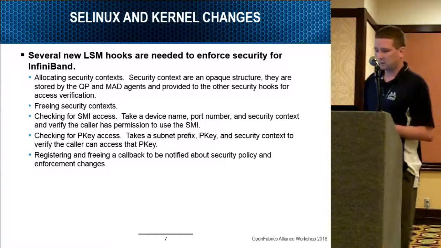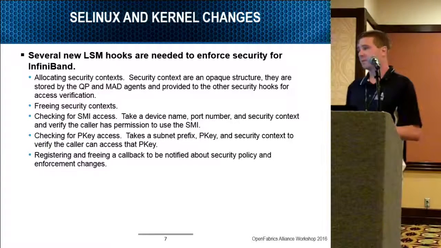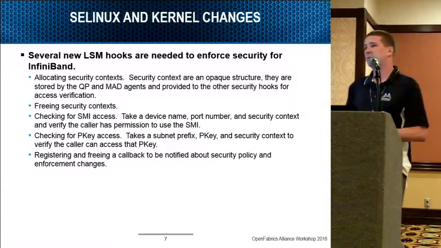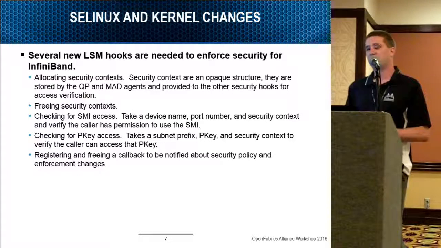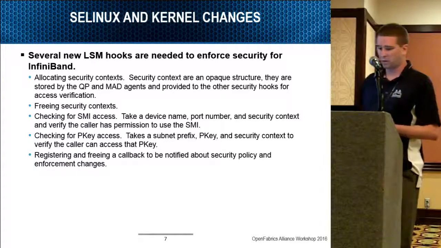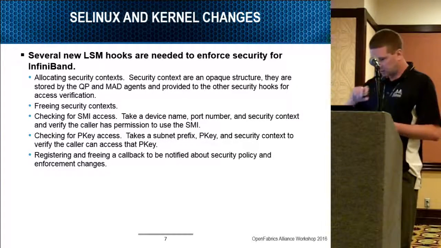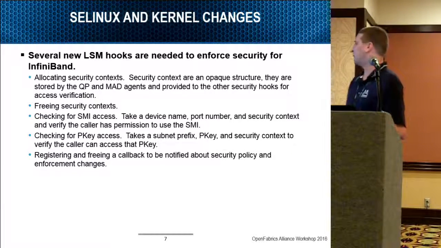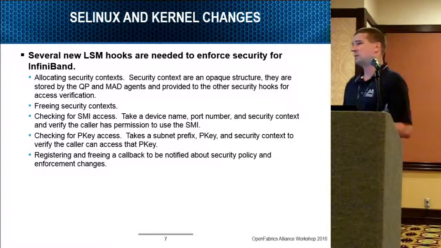For P keys, we've chosen to label them with the subnet prefix and a P key value to provide more flexibility. Instead of having a global P key namespace for security, you can now have the same P key used for different purposes on different subnets that way. So we need hooks to check whether a QP or a MAD agent has permission to use a particular P key.